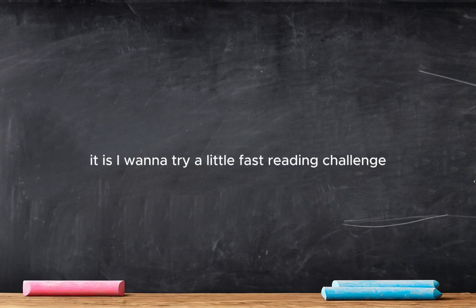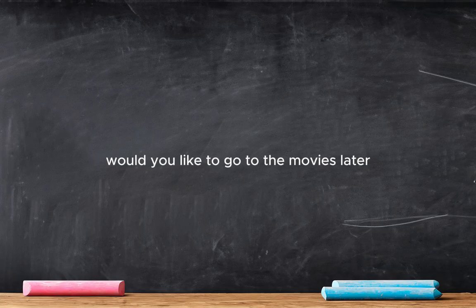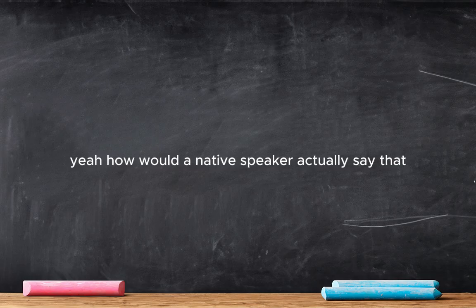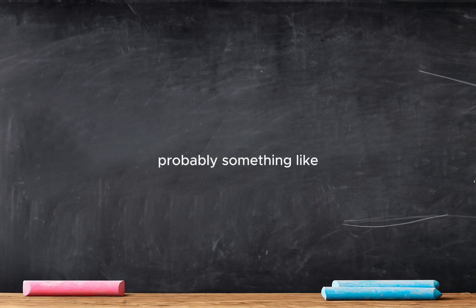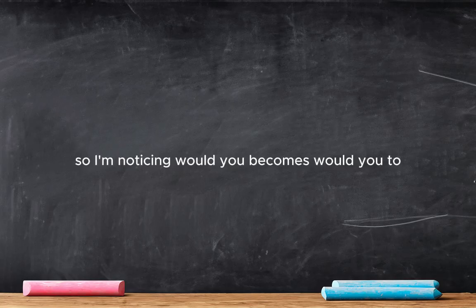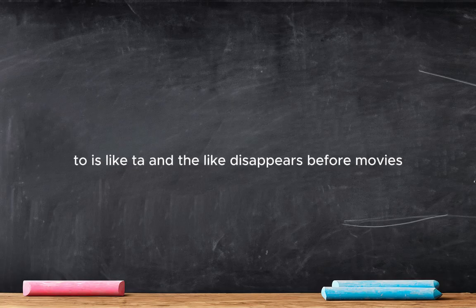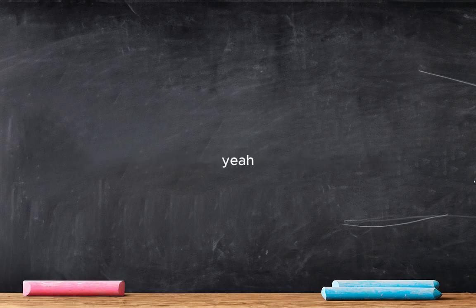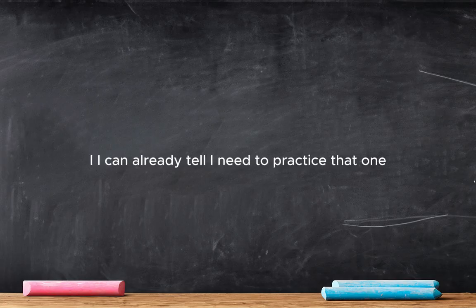It is. I want to try a little fast reading challenge, can I? Yeah, let's do it. Okay, so the source material has the sentence, would you like to go to the movies later? How would a native speaker actually say that? Probably something like, would ya like go to the movies later. Wow, that's a mouthful. Okay, so I'm noticing would you becomes would ya, to is like ta, and the like disappears before movies. It's all about those smooth transitions. Okay. I can already tell I need to practice that one.